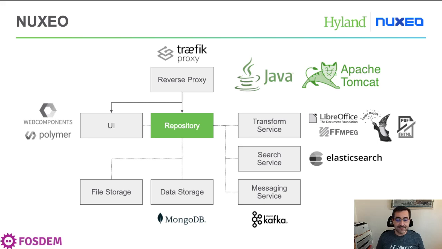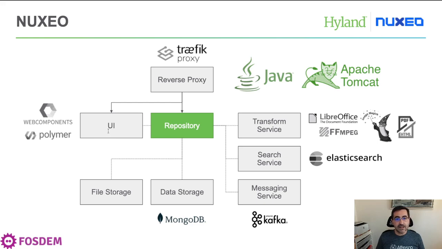If we look at the database, we find an additional difference. Nuxeo supports NoSQL databases like MongoDB. Since Nuxeo can also be deployed using PostgreSQL or some other open source database, MongoDB is the most common deployment.